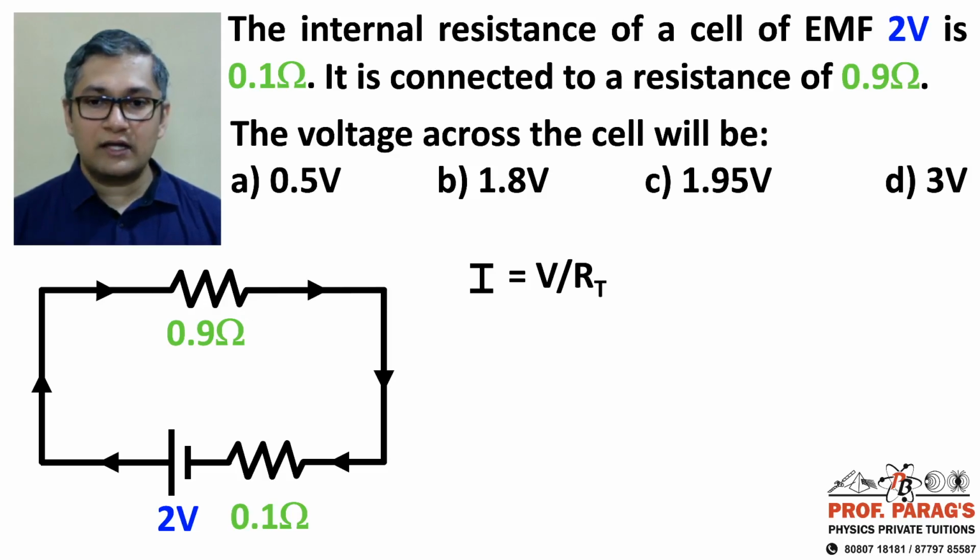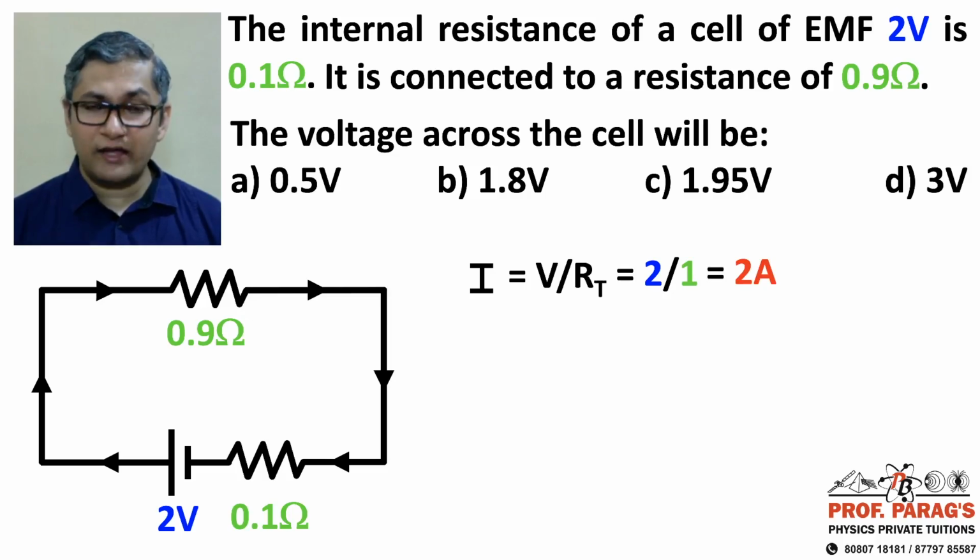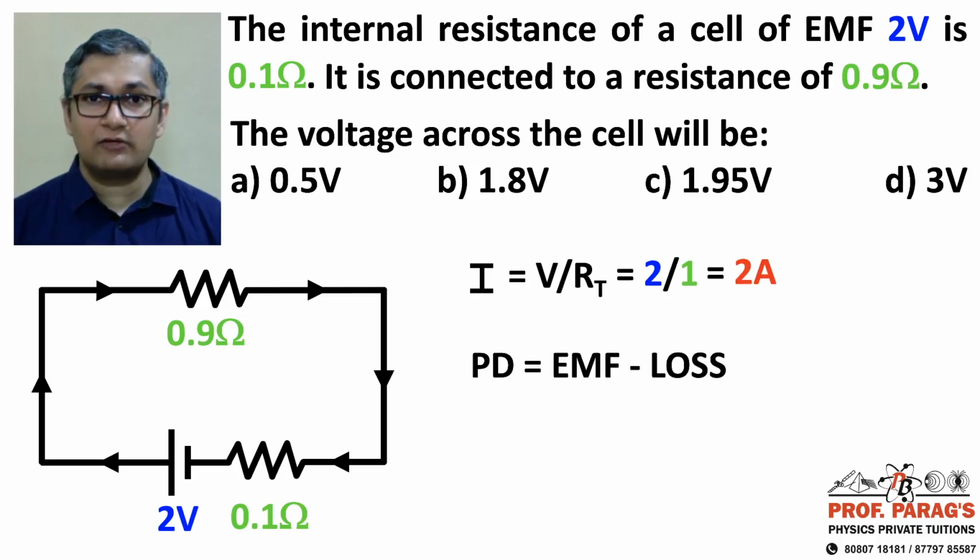Again, let's put the numbers. The voltage value is 2 volts, in blue, so please note the colors again. 2 volts in blue is our voltage, and the total resistance RT I just found out is 0.9 plus 0.1, which is 1 ohm. So 2 divided by 1 gives me how much current, in red? It's going to be 2 amperes. Fine. So now I'll use my formula.